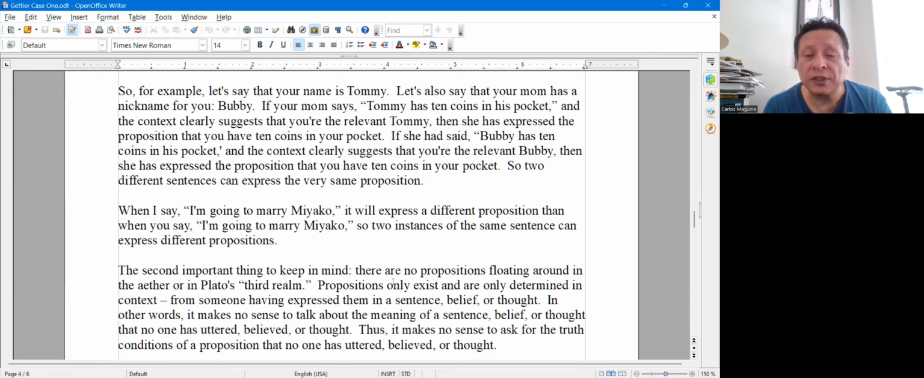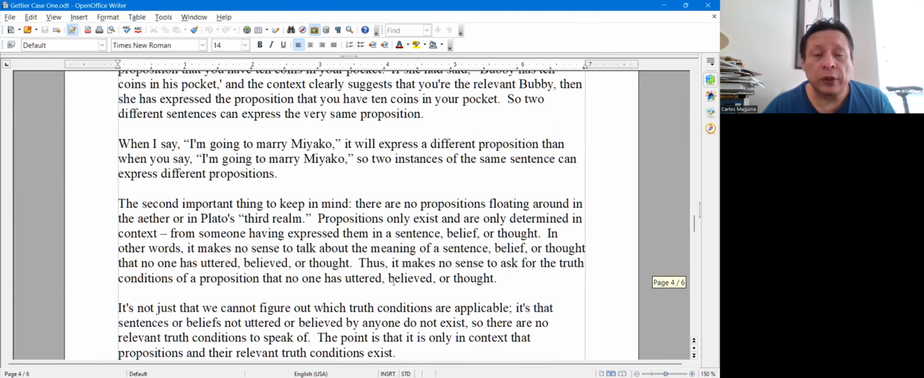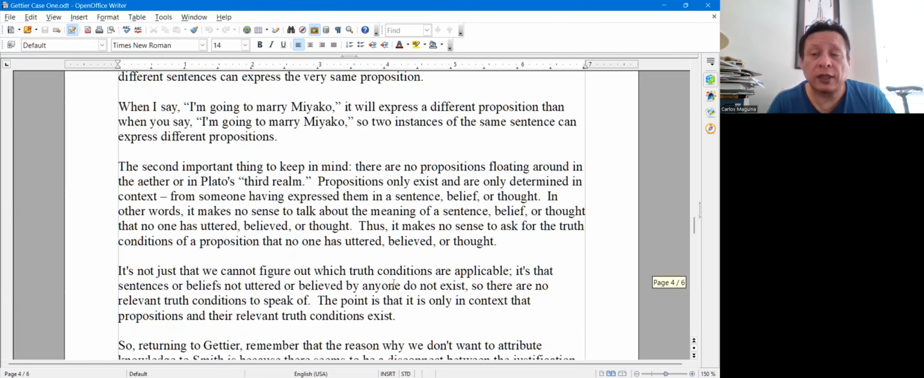So two instances of the same sentence, my I'm going to marry Miyako, that's one instance, and your I'm going to marry Miyako, that's another instance of the same sentence, can express different propositions. Uncontroversial, easy to understand. We're all on board, right? Okay. The second important thing to point out, and this is the most important thing to realize and to agree with, if you're going to agree with my argument ultimately. I'm not saying that's the reason to agree with it, but okay.